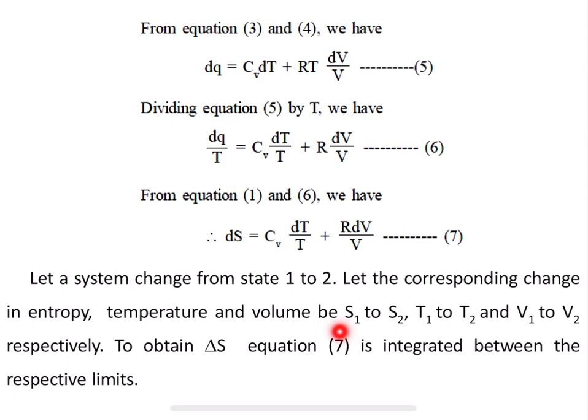Entropy is represented by the symbol capital S. S1 is the entropy of the system at state 1. From state 1 to state 2 it is changing, so it goes from S1 to S2. The temperature changes from T1 to T2, and the volume changes from V1 to V2 respectively. To obtain the change in entropy delta S, equation 7 is integrated between the respective limits.